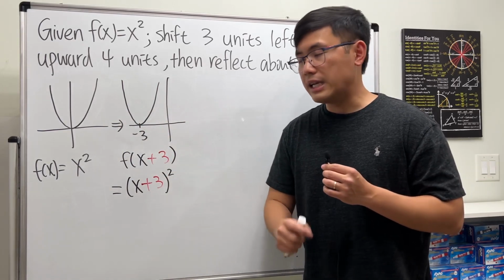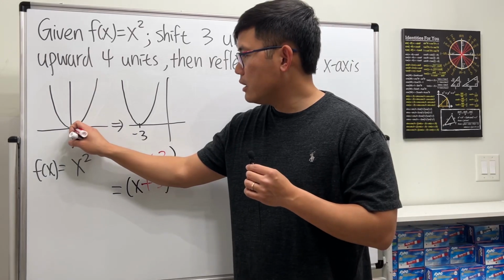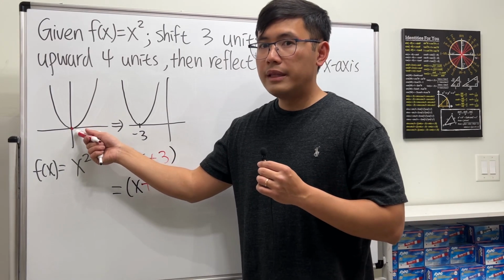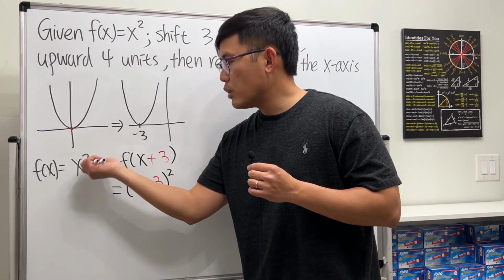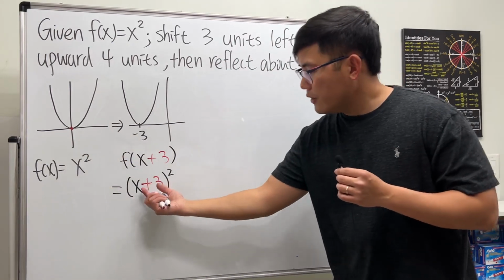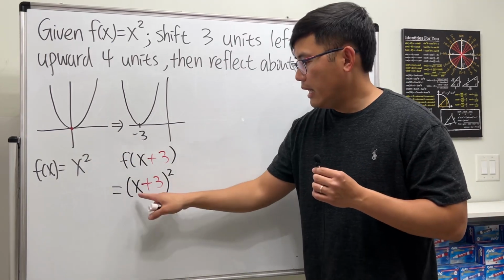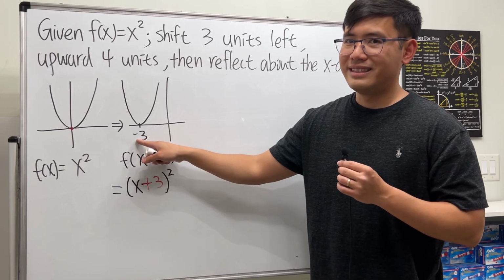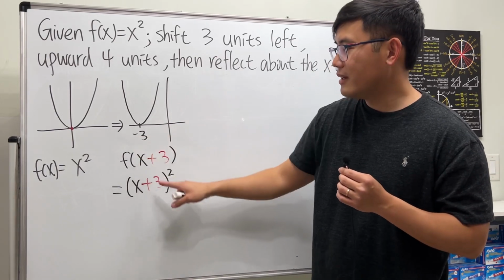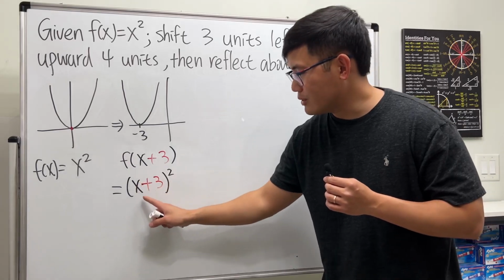When we have the graph moving to the left, you actually add. And the reason for that is because, you see, originally the vertex is at the origin. That means we have to make sure that we get 0 squared. And in order for this quantity to be 0, x has to be -3. It was 0 earlier, that means we have to add 3. That's how we can produce the 0 squared.